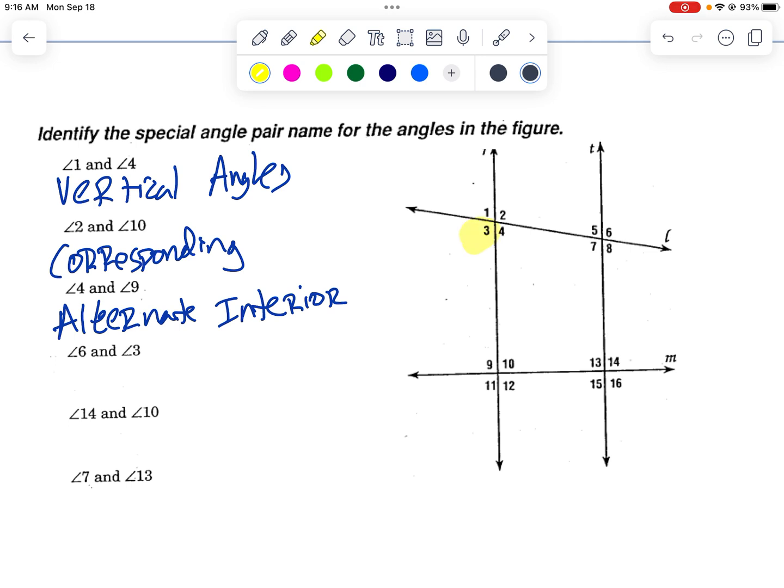So here's angle 3 and here's angle 6. What is the line that connects both of them? Well, in this case, L is the transversal. That's the line that touches both, 3 and 6. So if that green line is my transversal, are they interior or exterior? It might be helpful to turn it on its side. Okay, so 6 and 3 are on the top or the bottom. If you do that, they are exterior and they are alternate.